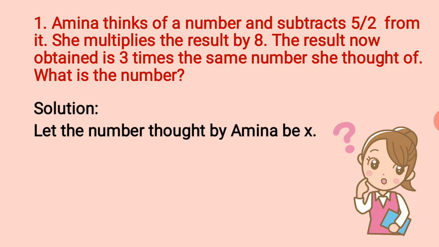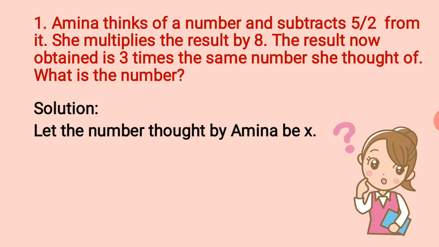Now, the condition is Amina thinks of a number and subtracts 5 by 2 from it. So, x is her number and 5 by 2 is being subtracted. So, the number obtained will be x minus 5 by 2. Then she multiplies the result by 8. Whatever solution she gets, that number is multiplied by 8. So 8 is now multiplied by x minus 5 by 2.